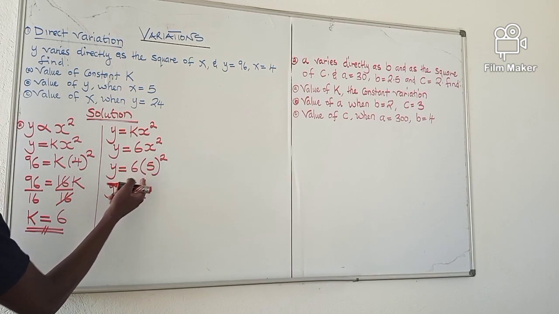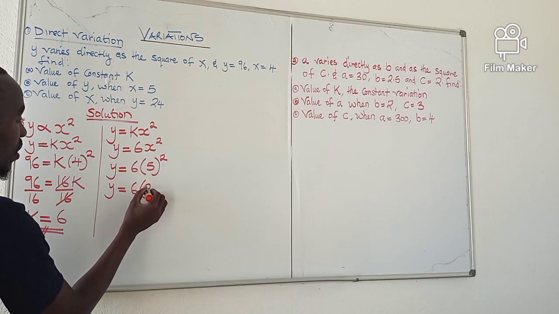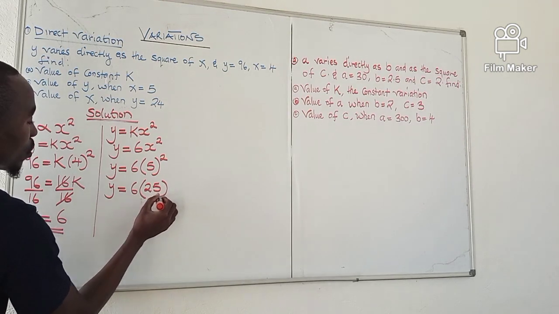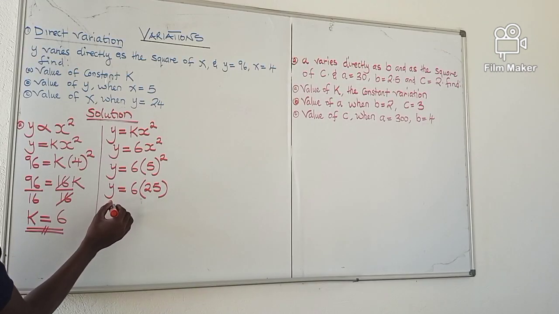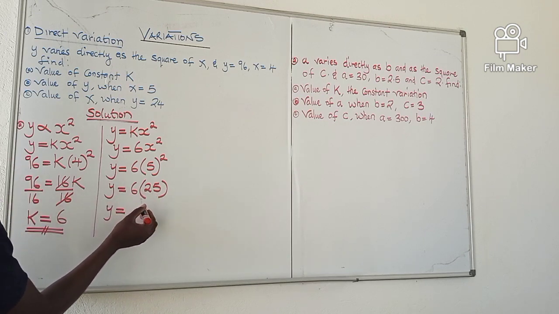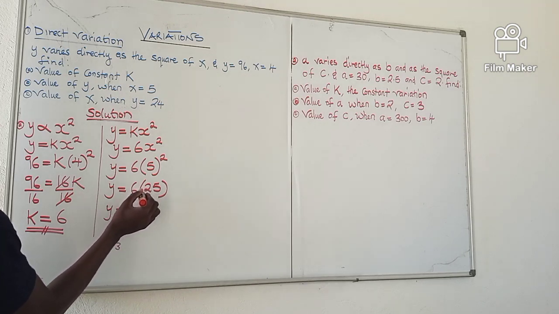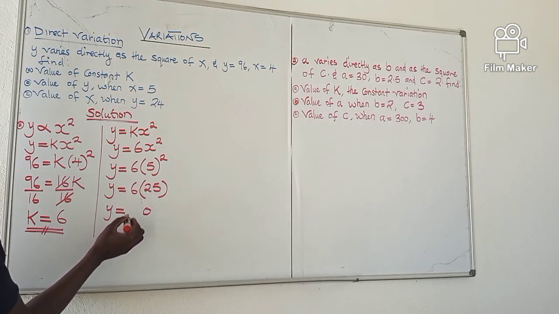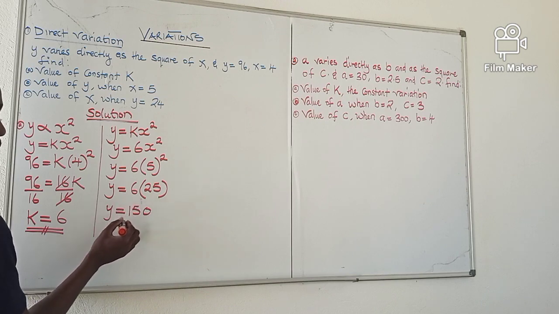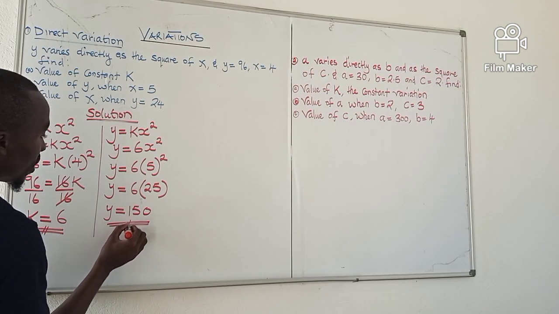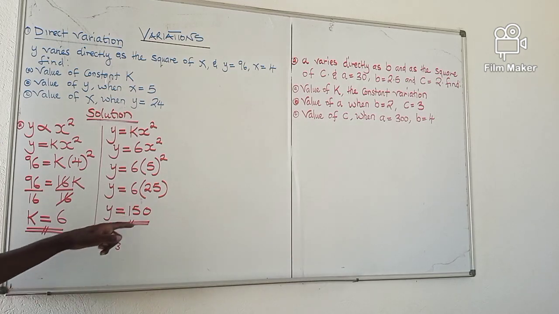So 5 squared, 5 times 5, gives us 25. Now, this means 6 times 25. What is the answer? 6 times 5 is 30. You write a 0, we carry a 3. 6 times 2 is 12, plus 3 is 15. So the value of y when x is equal to 5 is 150. Y is equal to 150.